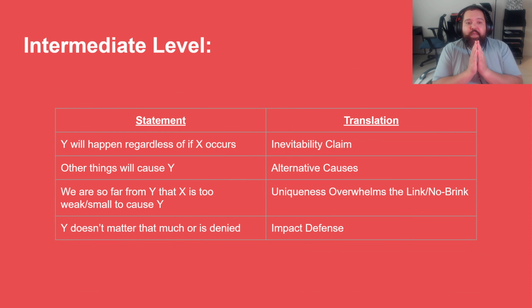Intermediate level. We have these statements. First, Y will happen regardless of if X occurs or not. So the impact will happen regardless of the plan. That is an inevitability claim. Other things will cause Y. That is an alternative cause claim. There are alternative causes to the impact. We are so far from Y that X is too weak or small to cause Y. That is uniqueness overwhelms the link, or no break. Y doesn't matter that much or is denied. That is impact defense, so mitigation of the impact. So, same deal.